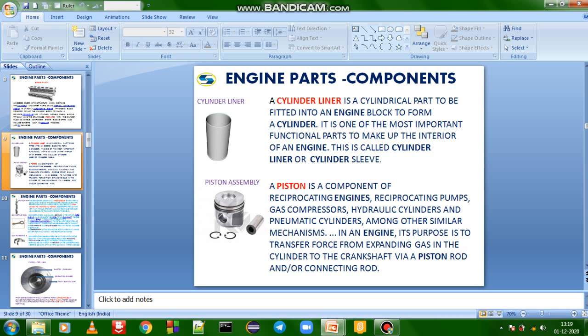Second part is the piston. A piston is a component of reciprocating engines, reciprocating pumps, gas compressors, hydraulic cylinders, and pneumatic cylinders, among other similar mechanisms. In an engine, its purpose is to transfer force from expanding gas in the cylinder to the crankshaft via a piston rod and/or a connecting rod.